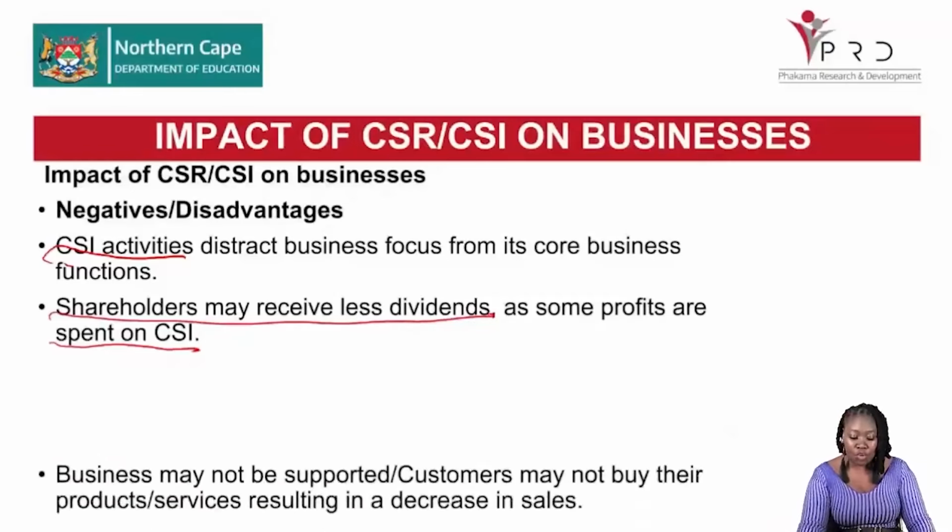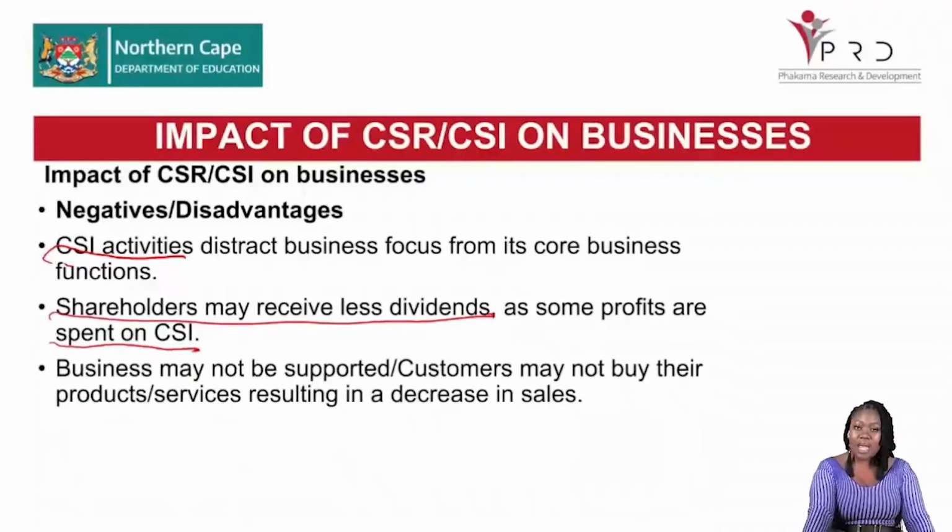Okay, and then businesses may not be supported, or customers may not necessarily buy their products. This might decrease in what? In sales. So being involved in CSI projects doesn't necessarily mean that all the time you'll get the support from the community. Customers might actually decide not to buy your products, and this will obviously decrease what?